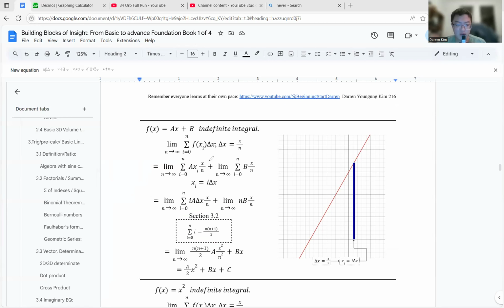Anyways, what was I saying? So the summation from i equals 0 to n, and then you take a limit of this as n goes to infinity. And then you do f of x_i times delta x. And this is delta x, so delta x has to be very, very small, and we're going to make it basically 0. And how do we do that?